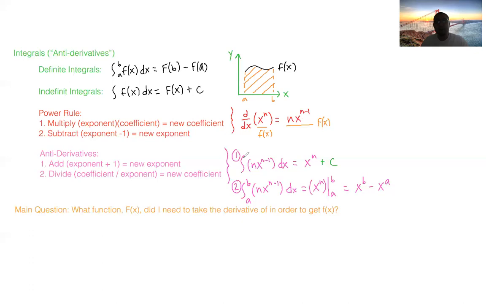We're going to find the indefinite integral, meaning that there's no interval given here. There's no range of values we're going to assess between. So we're going to find the indefinite integral of this function, n x raised to the n minus 1, with respect to x. The main question that you ask yourself is, what is the original function that I needed to find the derivative of in order to get this?